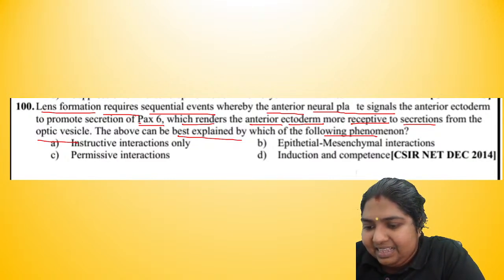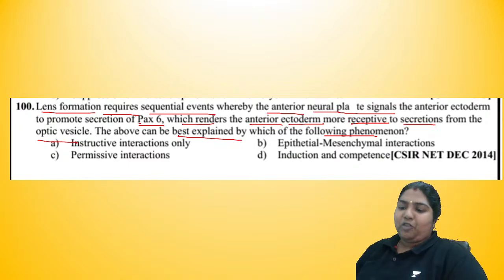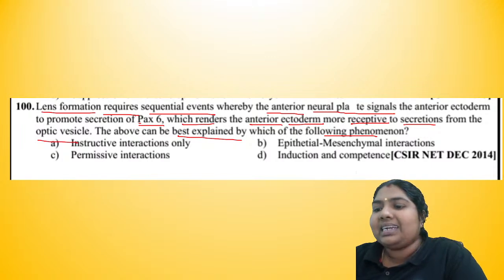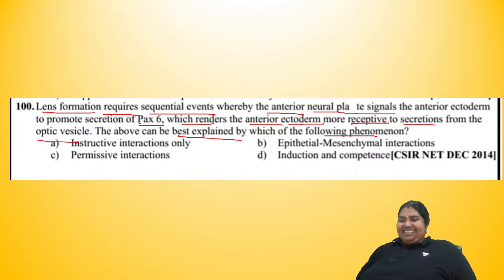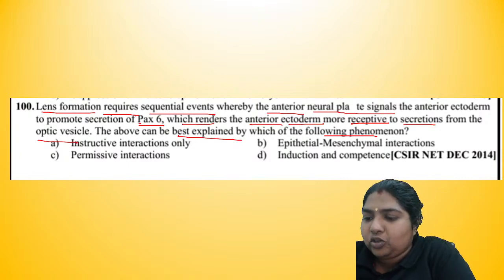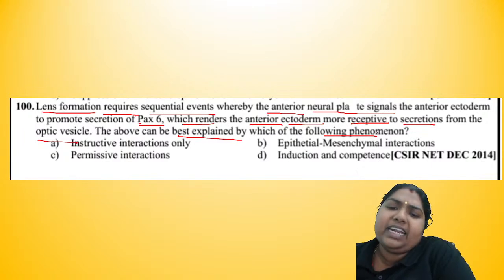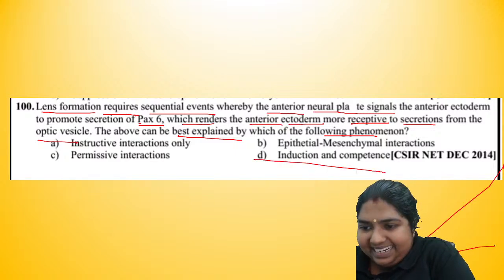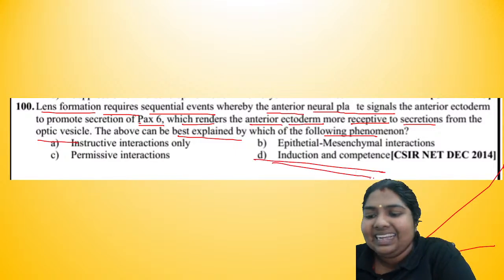See, the concept of developmental biology is that if you read everything, you will know all the terms. You now know what an instructive interaction is, what permissive is, what an epithelial-mesenchymal interaction is, and what induction and competence are. So now you can easily come up with the answer. Very good, everybody, no doubt this comes under induction and competence. So D is exactly the correct answer.